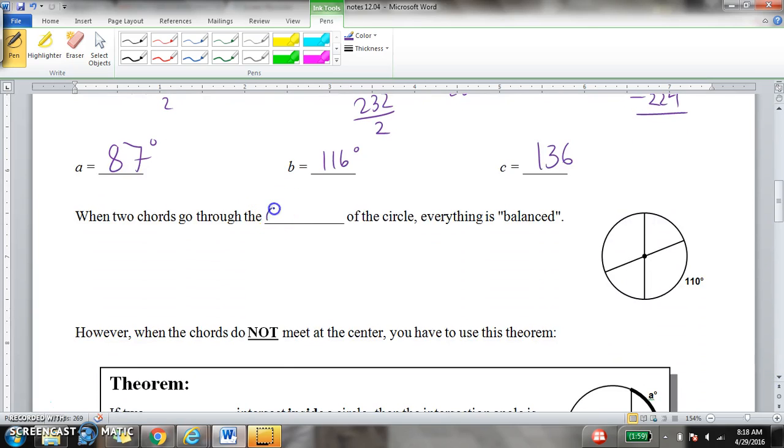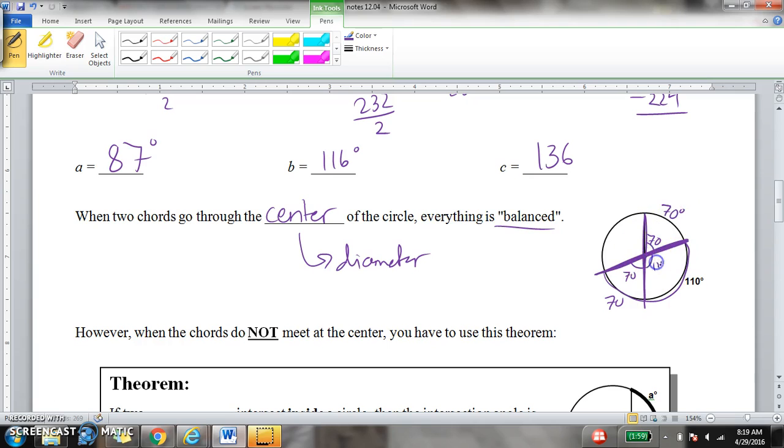All right, so when two chords go through the center of the circle, everything is balanced, for lack of a better word. So if we've got this right here, this is a diameter. This is a diameter. When two chords go through the center of the circle, they're diameters. Okay, so if this is a straight line, then these two arcs together equal 180 degrees. So if this one's 110, this one has to be 70. That would mean the central angle is 70. This is a vertical angle, so that's 70, which makes this arc 70.